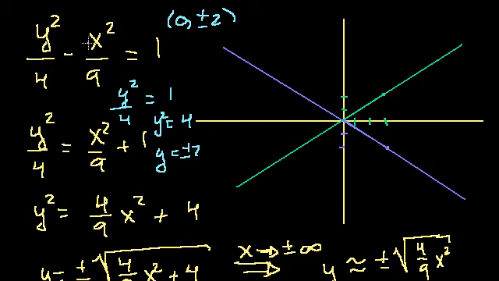So x can be equal to 0. So 0 plus or minus 2. So 0 plus 2 is this point right here, and 0 minus 2 is this point right there. So that by itself actually is enough of a clue to know that it opens down here and up here, because a hyperbola will never cross the asymptotes. It's not like it can go out here and cross this asymptote.